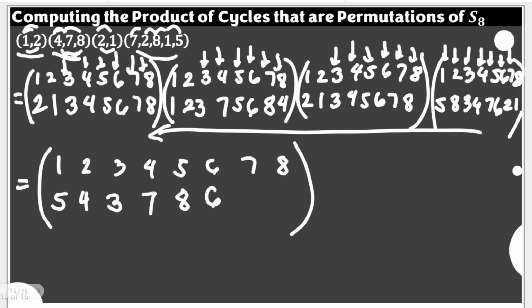7 is mapped to 2. 2 is mapped to 1. 1 is mapped to 1. 1 is mapped to 2. And finally, for our last, 8 is mapped to 1. 1 is mapped to 2. 2 is mapped to 2. And 2 is mapped to 1.